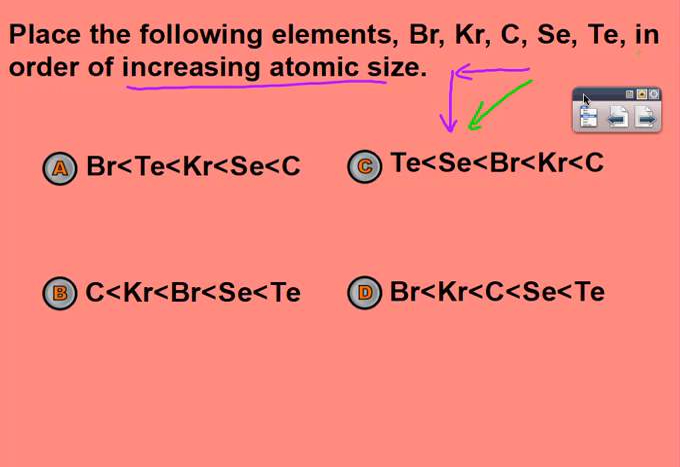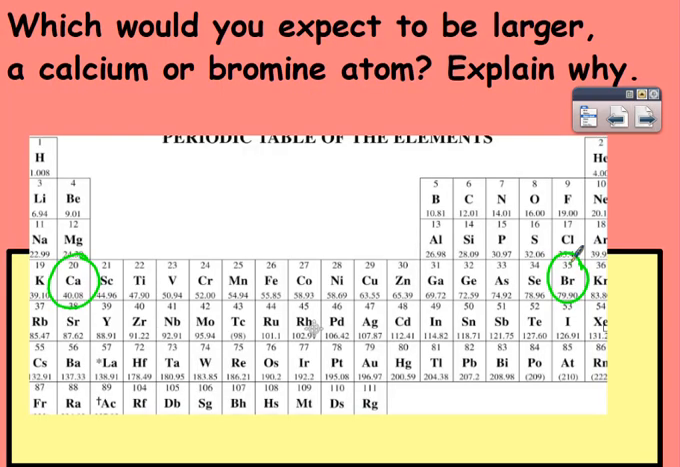You should have said B. This one's a free response, so for this one you're going to have to be able to explain why. It says, which would you expect to be larger, calcium or bromine atoms? So there they are in the periodic table. Restart when you have your reason.